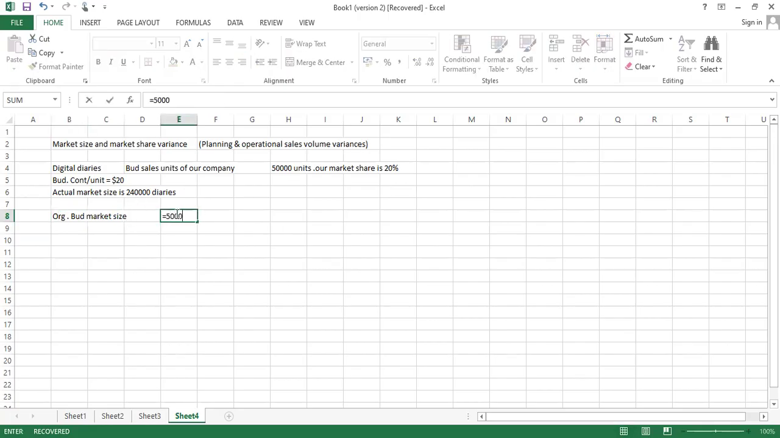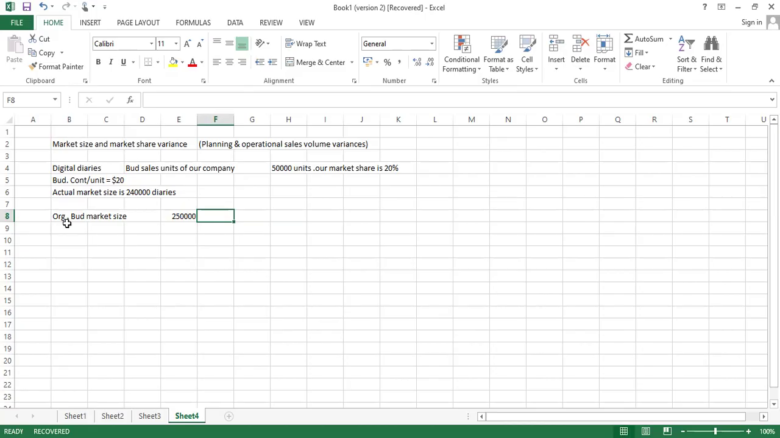is equal to 50,000 into 100 divided by 20. Why into 100, why divided by 20? It is 20% of the total market size, and total market size needs to be determined. So we followed the approach of gross up, and we grossed up our budgeted sales of 50,000 from 20% to 100%. So original budgeted market size was 250,000 and actual market size is 240,000.